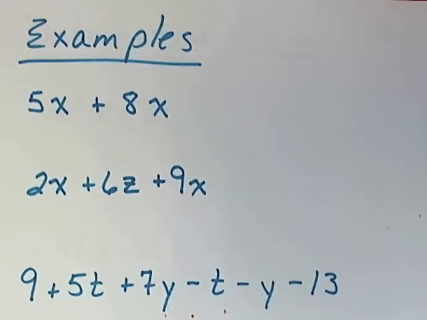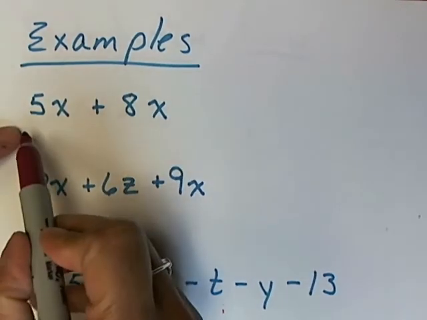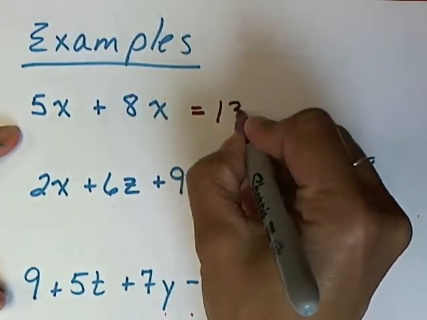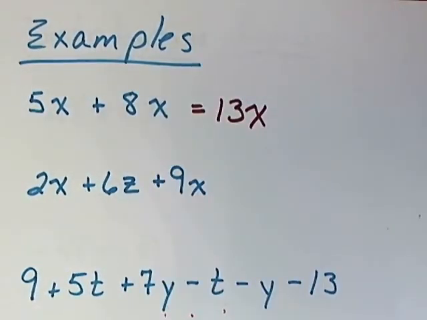In our first example, we have 5x and we're adding 8x. Once again, those are like terms because they both have x. That's the same letter, so we add the numbers in front. If I have 5x's and I'm adding 8x's, I'm going to have a total of 13x's.